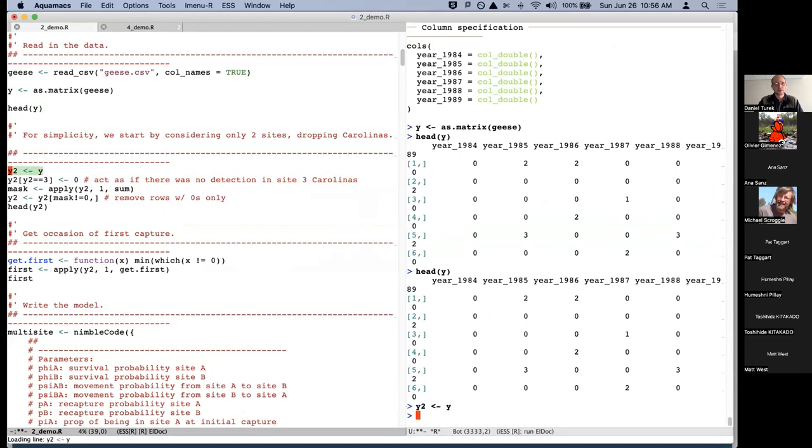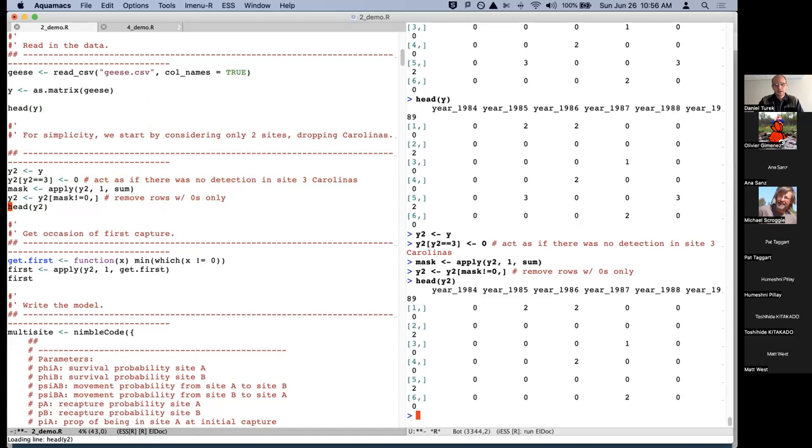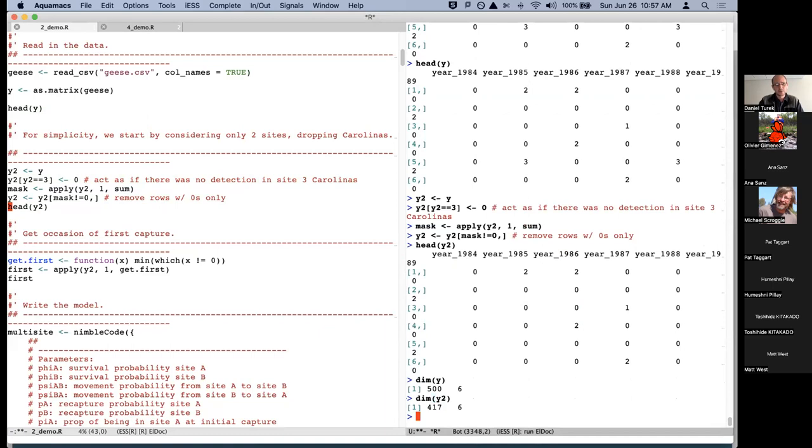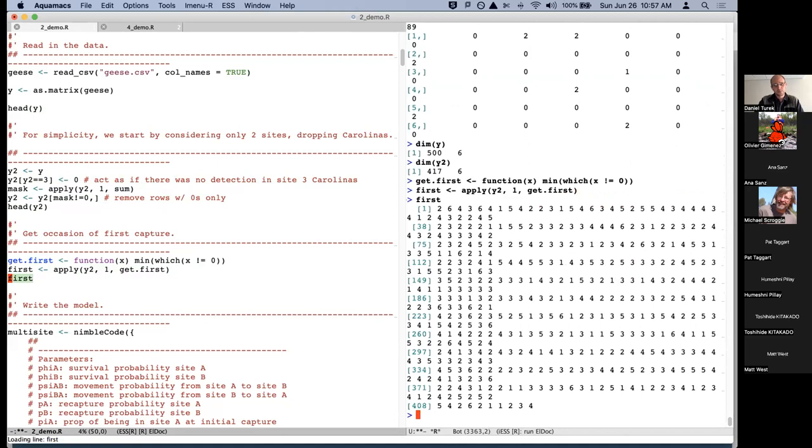observations from Y2. So before we had the dimension of Y was 500 rows, and now the dimension will be different, because we removed the ones with only zeros. So this new matrix without that third site has 417 individuals. This defines the first vector, the first observation of each. You can look at that code if you want, but we need the first. Here's the multi-state model, as we saw, with only two sites.